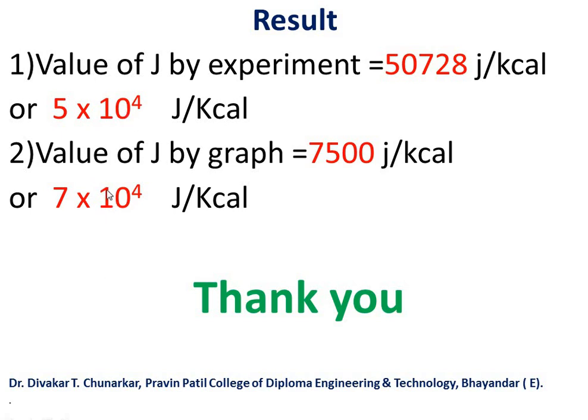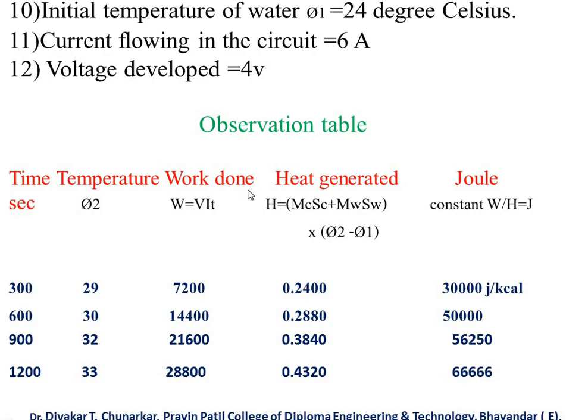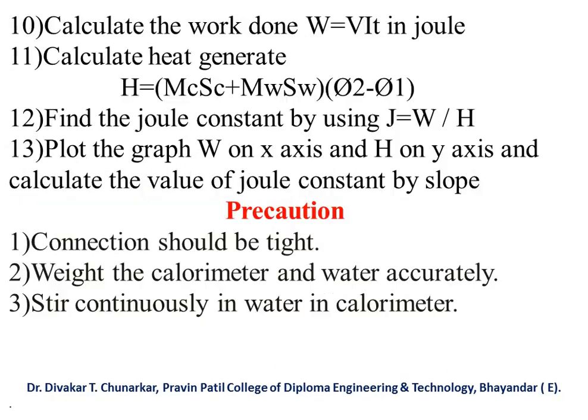So the difference between the two values, graph and experimental value, is 5 into 10 to the power 4 and 7 into 10 to the power 4. So students, this type of reading we will take by using the experimental process.